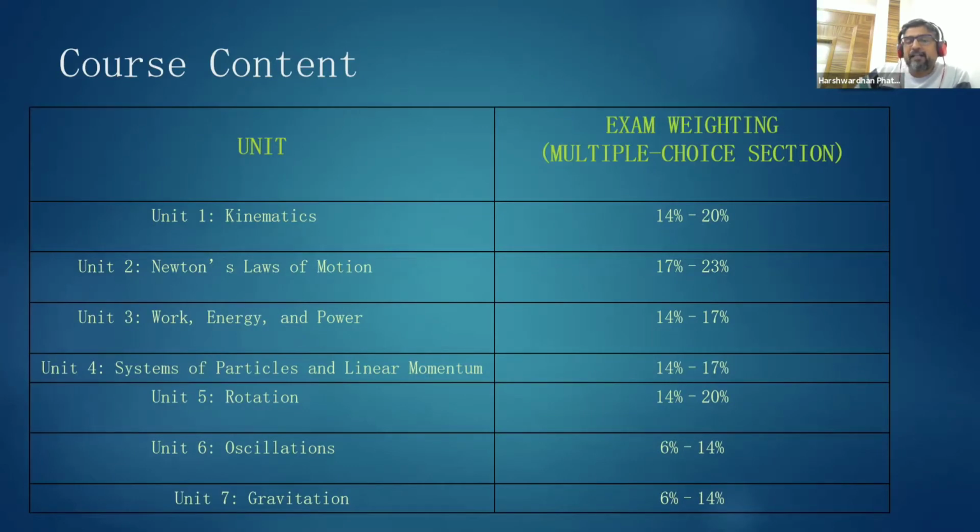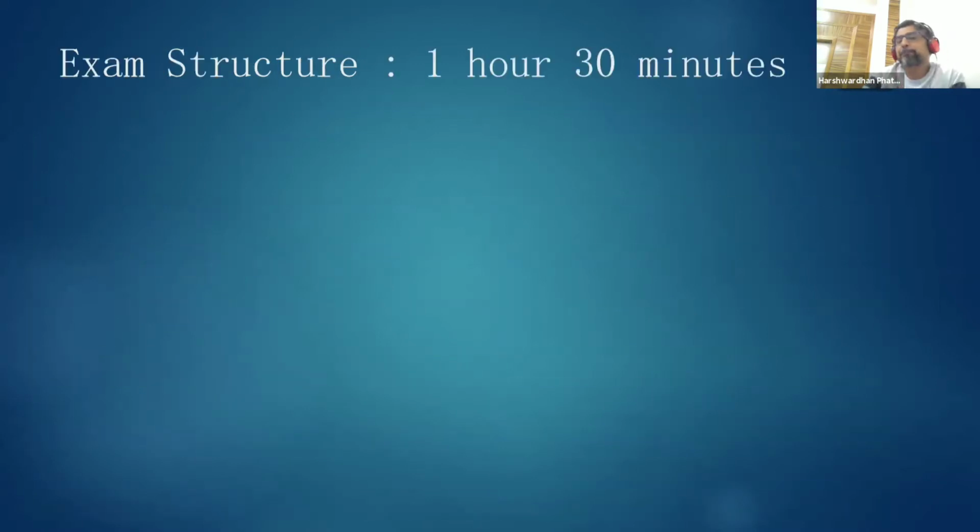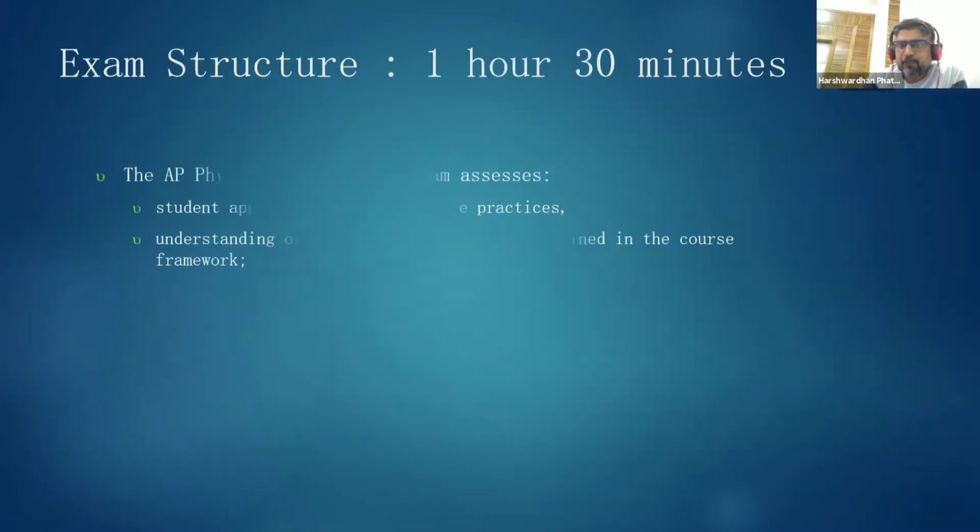So a combined weightage of 6 plus 7 is equal to the other 5 units. As you can see, roughly all of them have almost a similar weightage between 15 and 20%. Okay. Exam structure, it's a 1 hour 30 minutes exam.